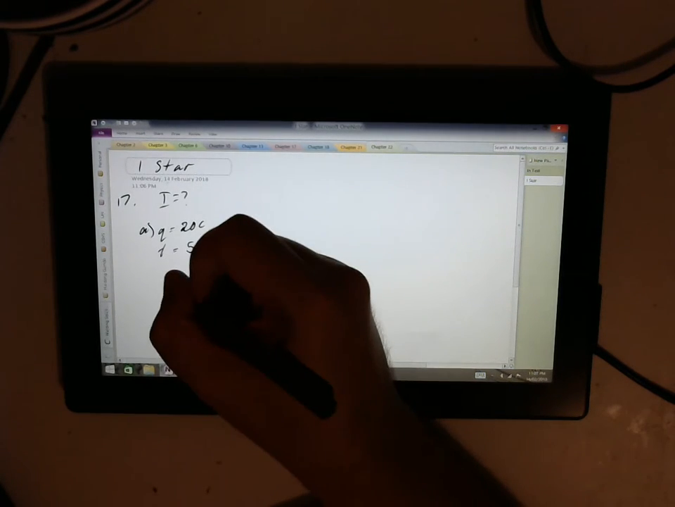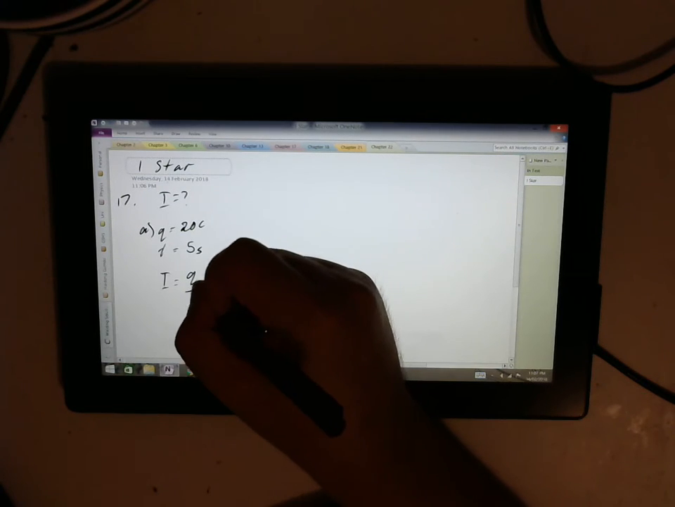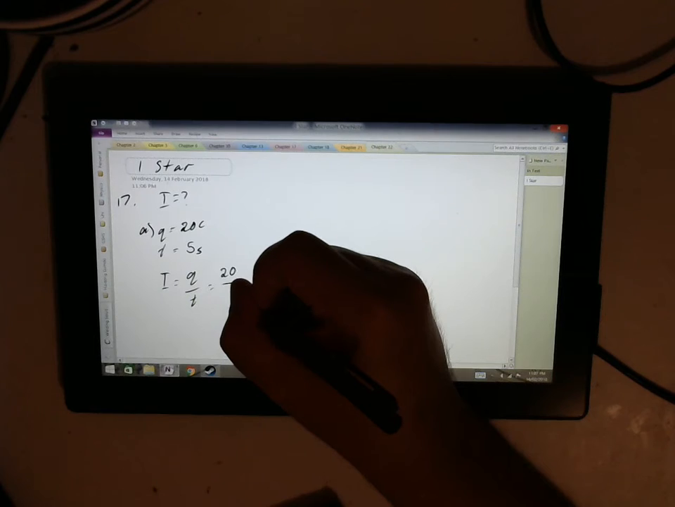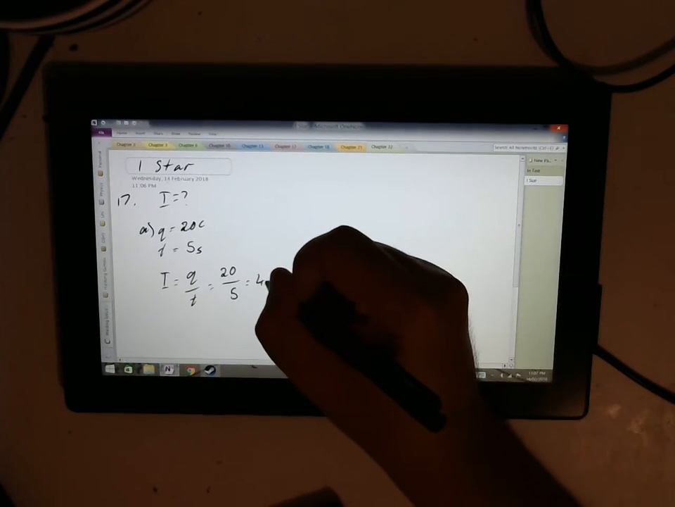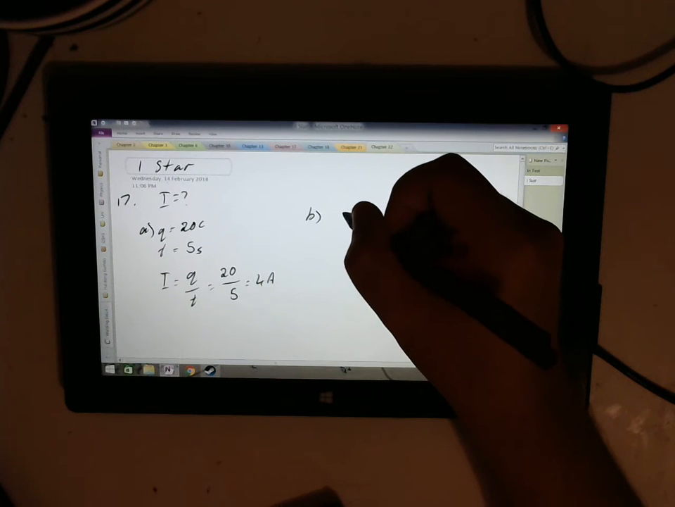Well, that's our definition for current. Current is equal to the amount of charge passing a point divided by the time. So if 20 coulombs passes a point in 5 seconds, that's going to give us 4 amperes of current. Look at the next one.